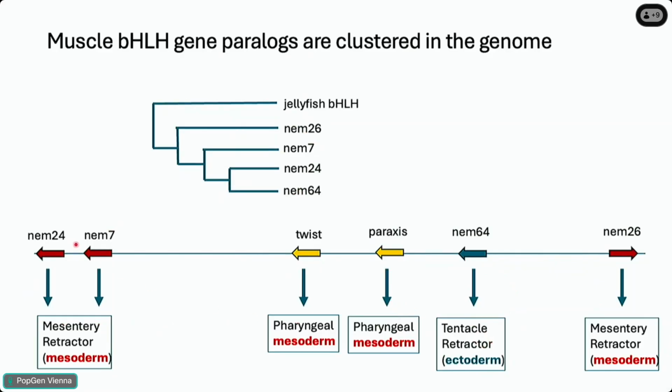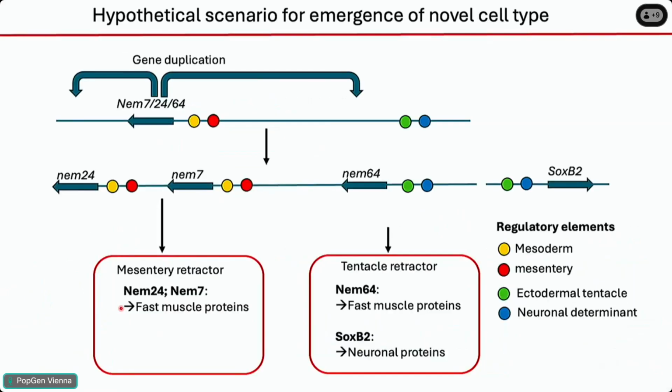Whereas they share all this NEM6027 and these other guys, they share kind of the same regulatory profile. So here's our scenario, what might have happened. Coming from a first ancestor gene, which duplicated twice, and then there was translocation. Two of them stayed in tandem, NEM7 and NEM24, and they were kind of copying their cis-regulatory elements, which would drive them into the mesenteric retractor muscle.